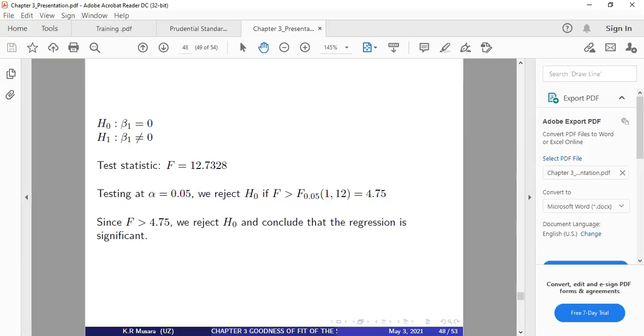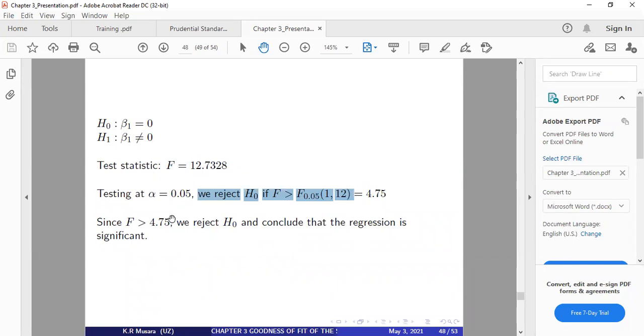So now we arrived at this point, and then we say since F, which is the F that we're referring to, is this value, which is 12.7328, which is greater than what? 4.75. So what does it mean? We are going to reject H naught. We're rejecting H naught based on this rejection criteria. So when you reject H naught, we're going to conclude that the regression model is what?